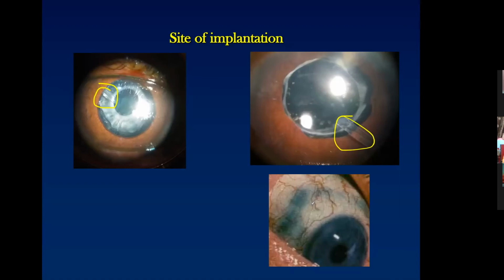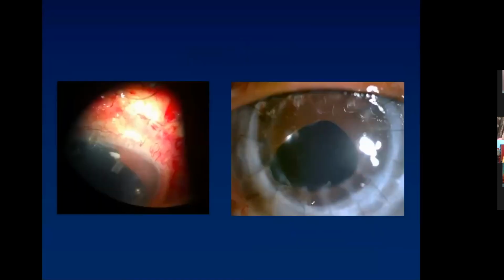Trab we can only do in the superior area. Tube we can do in the superior quadrant, superior temporal, and inferior temporal quadrant also. Here also you can see the tube is in the sulcus in the superior temporal quadrant, and in this post PKI, here is the tube in the sulcus.